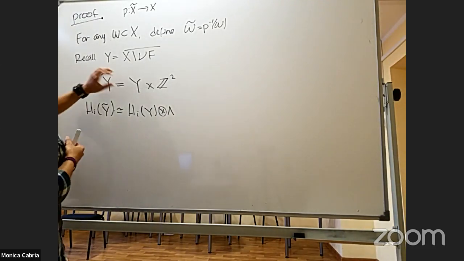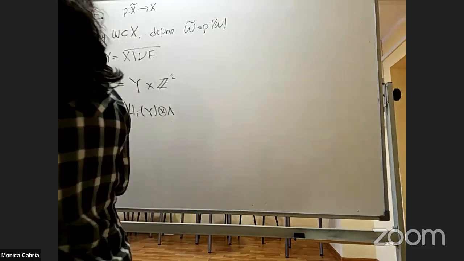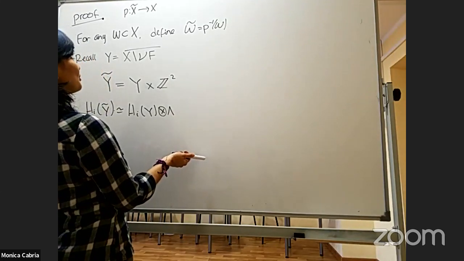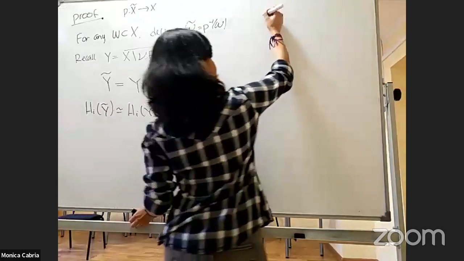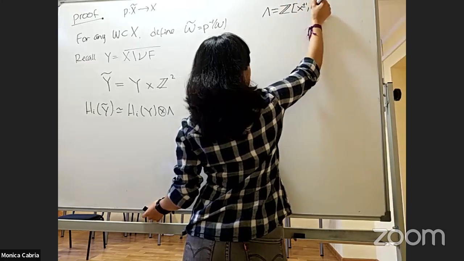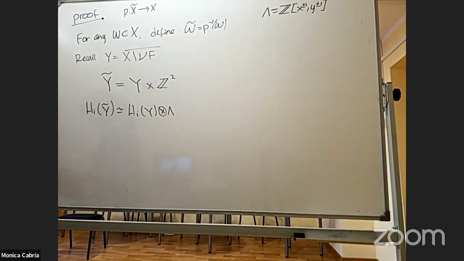Of the pair. Monica, lambda is the Laurent polynomial ring in two variables, or what? Yes, our modules are the Laurent polynomials in two variables. I think I wrote it before, maybe, but yeah. So let me write it here: x plus minus one and y plus minus one. Yes, this is our lambda today. So let us consider this sequence.